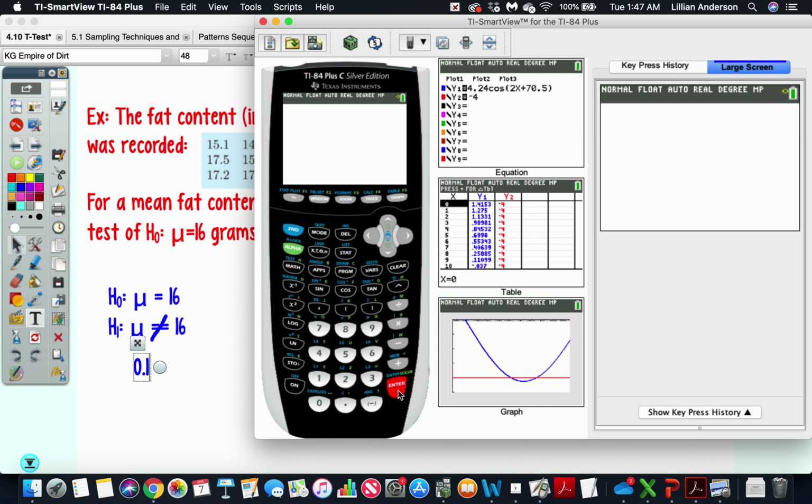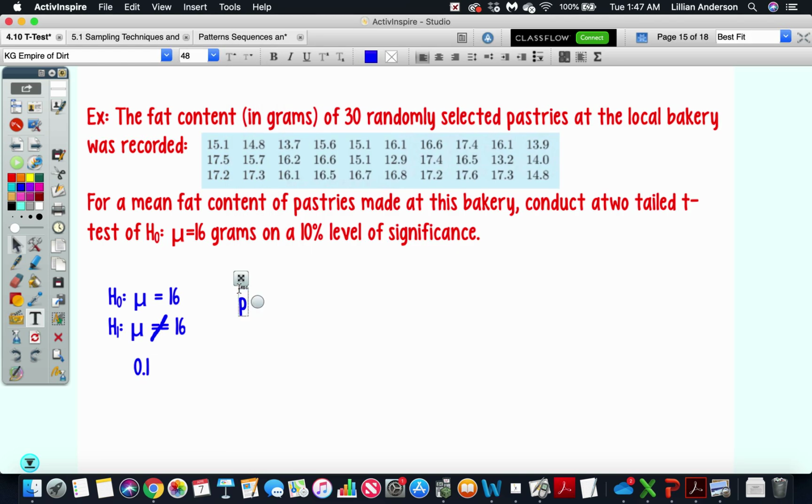Then we're going to go down to calculate, and we see that our p-value is 0.691. So our p-value is equal to 0.691. And so when we compare that value with the significance level, we see that our p-value is greater than our significance level. And because it's greater than our significance level, that means that we do not reject.